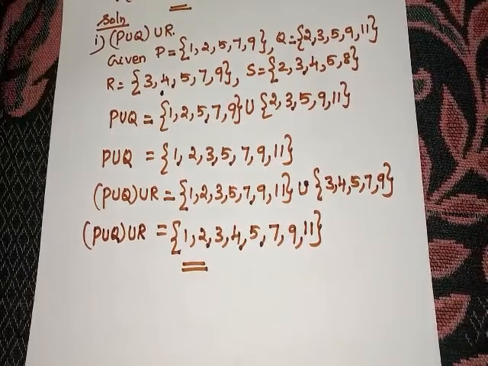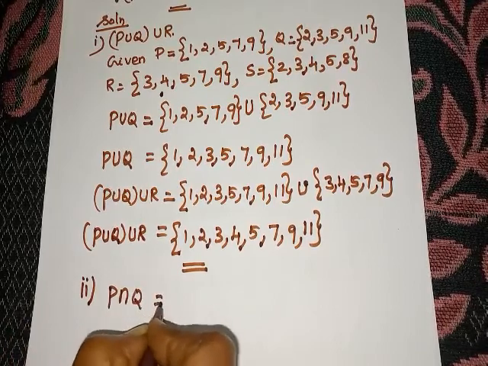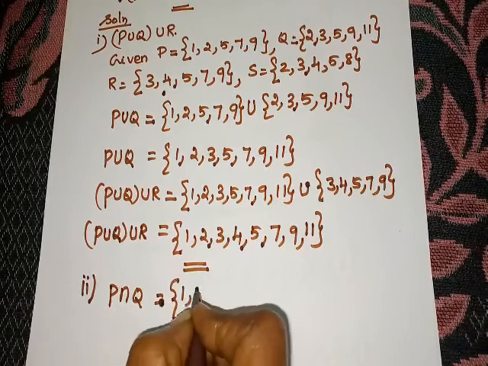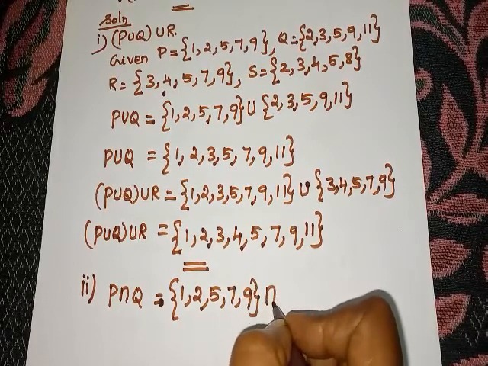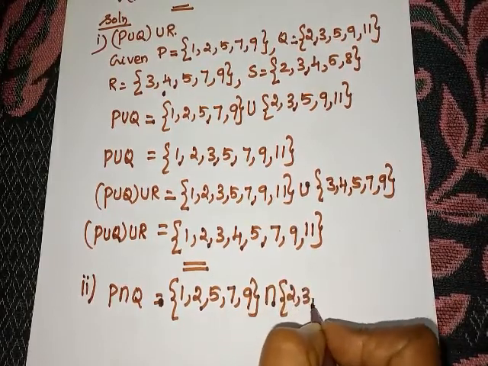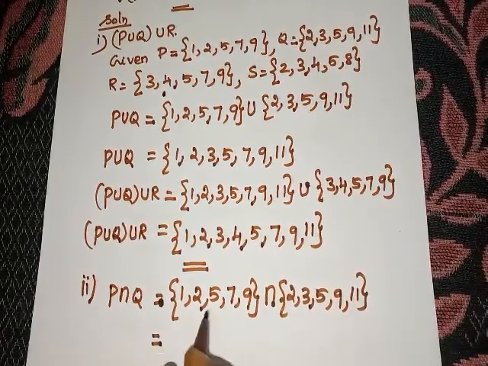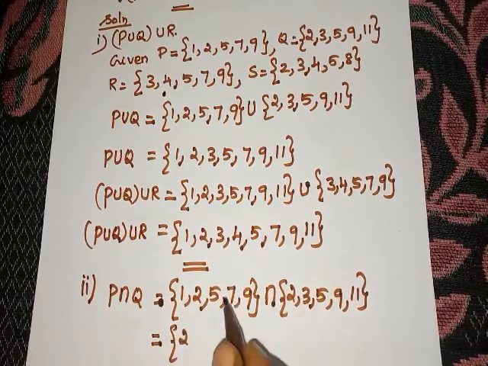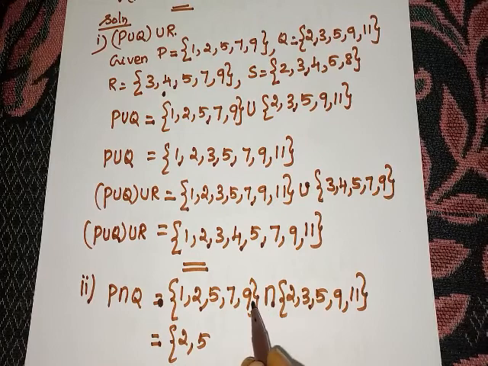First of all, we need to find P intersection Q. P intersection Q is equal to P set intersection Q set. That is {1, 2, 5, 7, 9} intersection Q, which is {2, 3, 5, 9, 11}. Now which are the common elements here? 2 is in both sides. Is 3 in both sides? No. 5 is in both sides. Any other numbers? 7 is not there. 9. These are the common values.